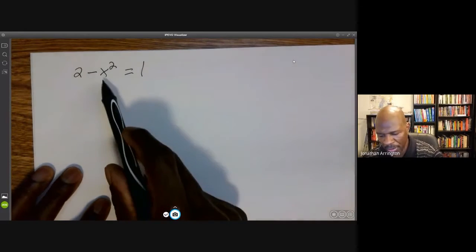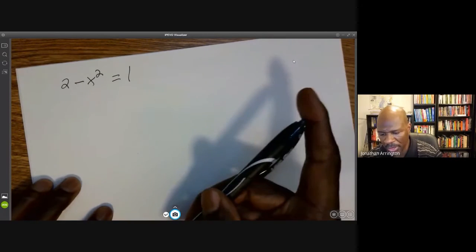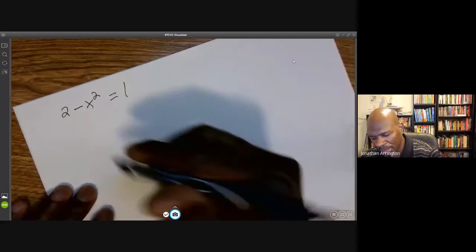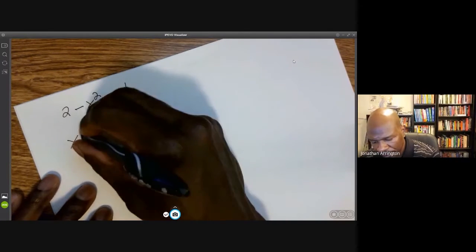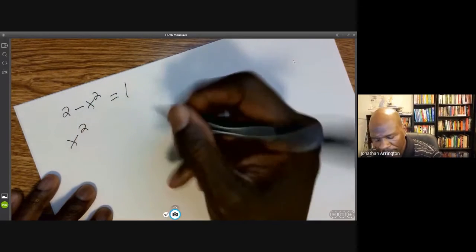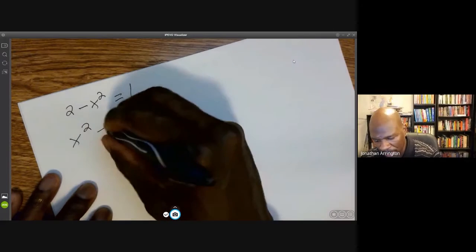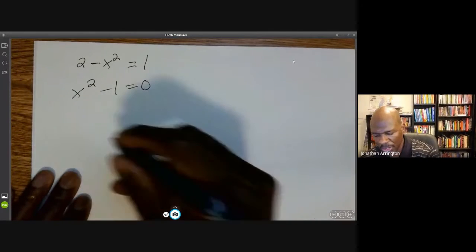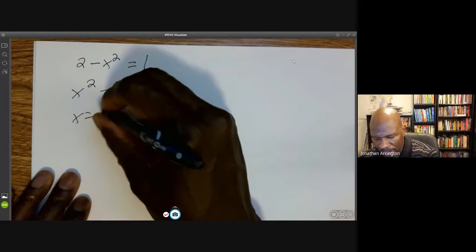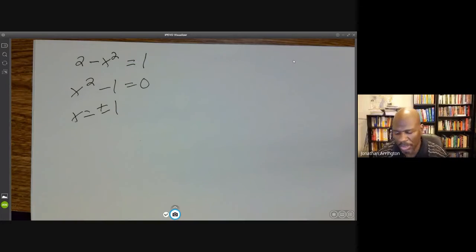So I prefer the x squared to be positive. So I'm going to move the x squared and the 2 to the other side. And so that's going to give me x squared, and then there'll be a -2 and a 1. So x squared minus 1 is 0. And so this is x plus 1, x minus 1. So the intersection is plus or minus 1. So we're going to be integrating from -1 to 1 of the given function.